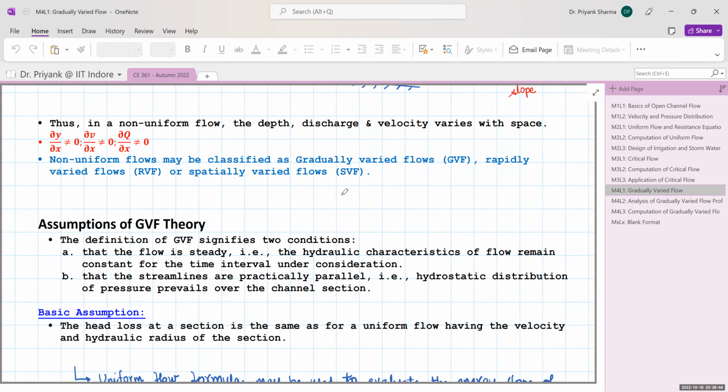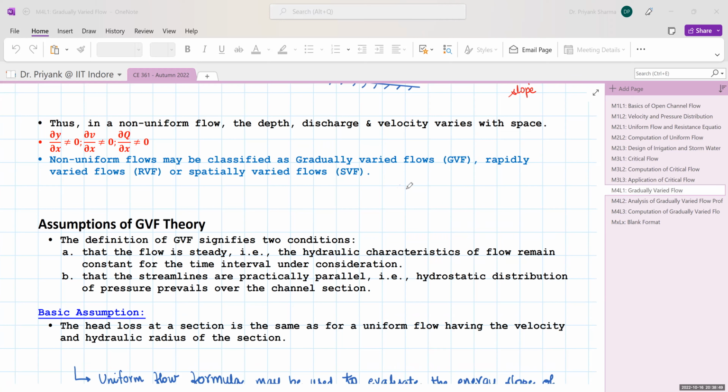Second, since in a gradually varied flow the change in the flow profile is very gradual, we'll consider that streamlines are practically parallel and the hydrostatic pressure distribution would prevail over the channel section. So there is no abrupt change in the streamlines, so they are practically assumed to be parallel.